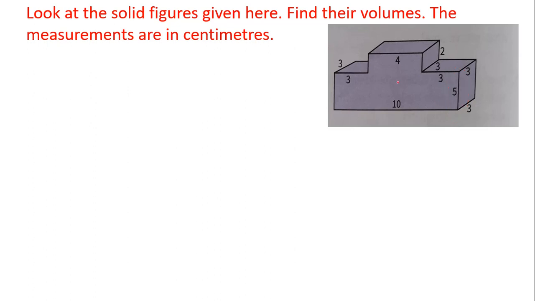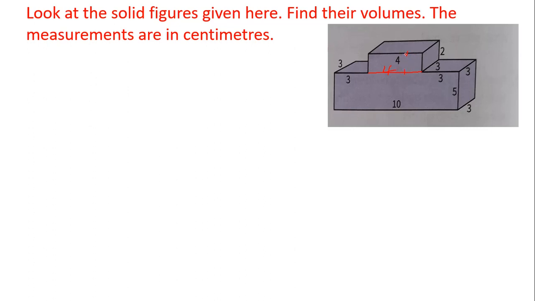As you can see, this solid figure is neither in the shape of a cuboid nor in the shape of a cube. To find the volume of this solid figure, I will break this shape into two solid figures by joining these two vertices. After joining these two vertices, I got one more edge here. This is also 4 centimeter because this forms the cuboid shape.